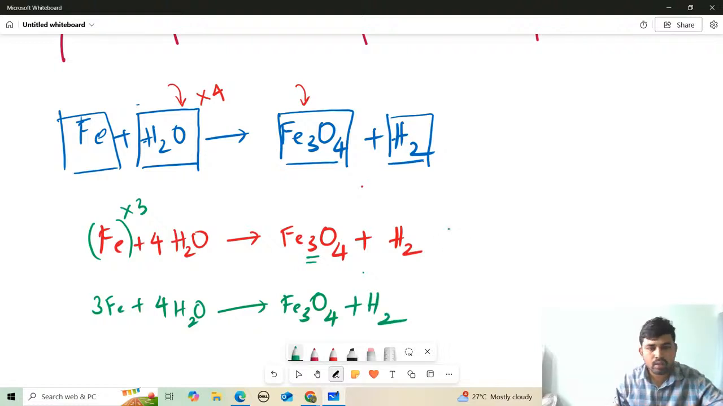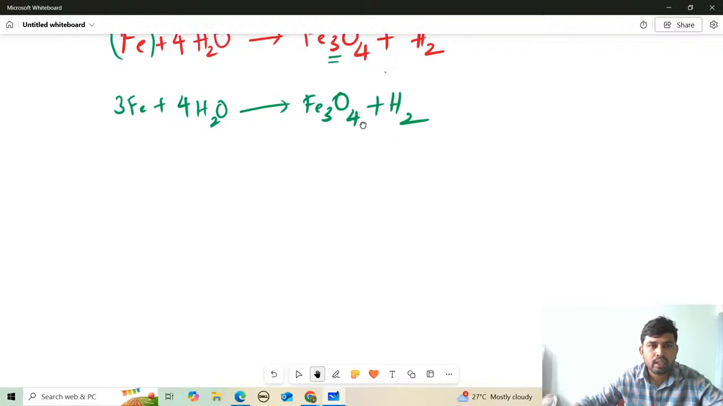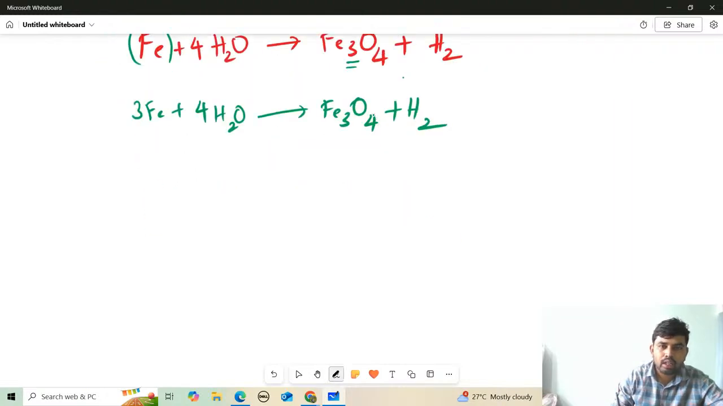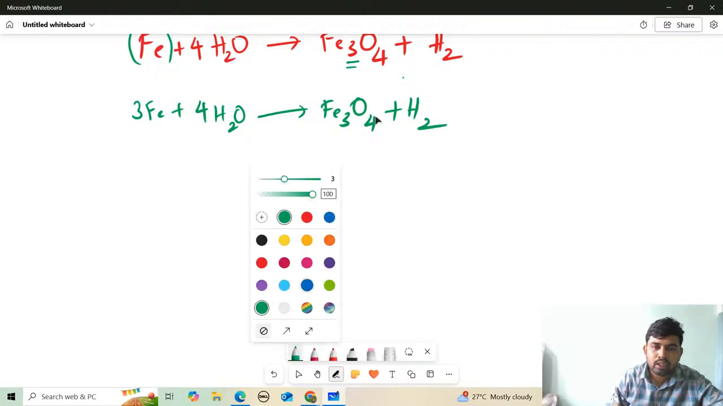Now we need to balance the last element, which is hydrogen. Now how I'll balance the hydrogens: on the right hand side there are two hydrogens, and on the left hand side there are two hydrogens in each water. Two into 4, 8 are there. So I will multiply the H2 with 4, so that both will be balanced.